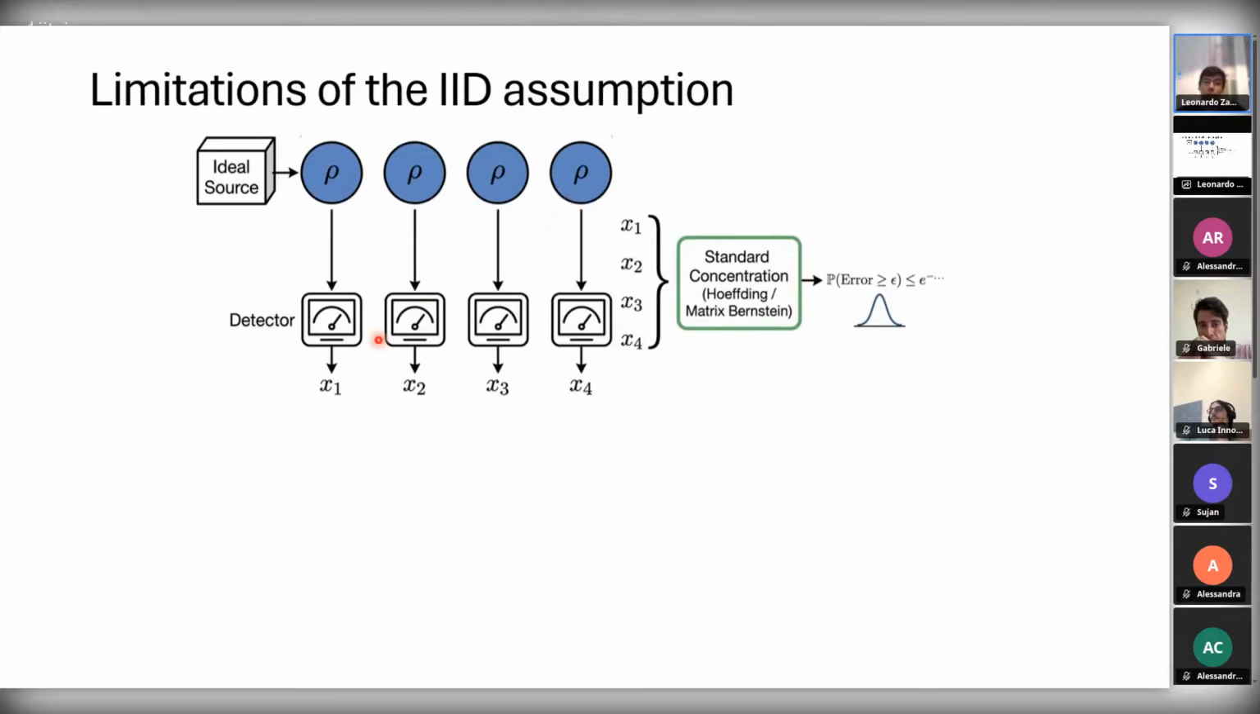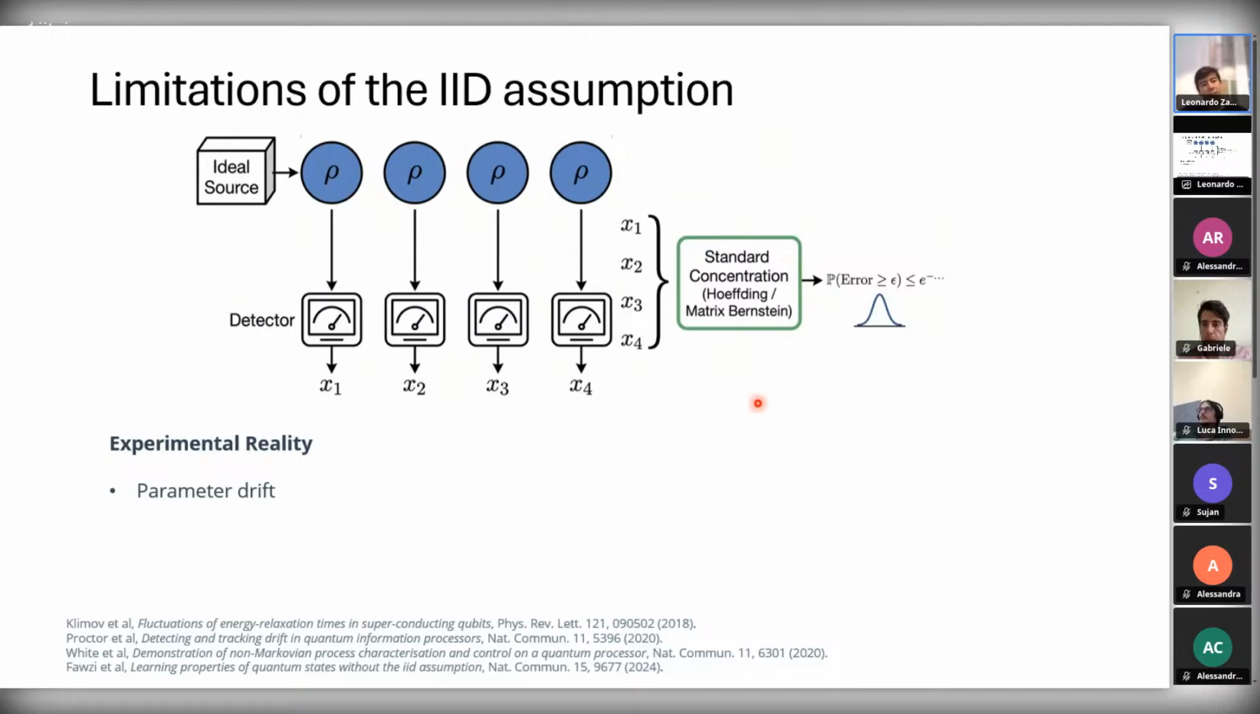Okay, this is an approximation, right? But it is an approximation that simplifies the math, because since we are measuring each state independently, the outcomes are independent random variables, which means that we can take these outcomes and use standard concentration inequalities to bound our estimation errors. You can use Hoeffding's inequality or Bernstein's inequality or whatever.